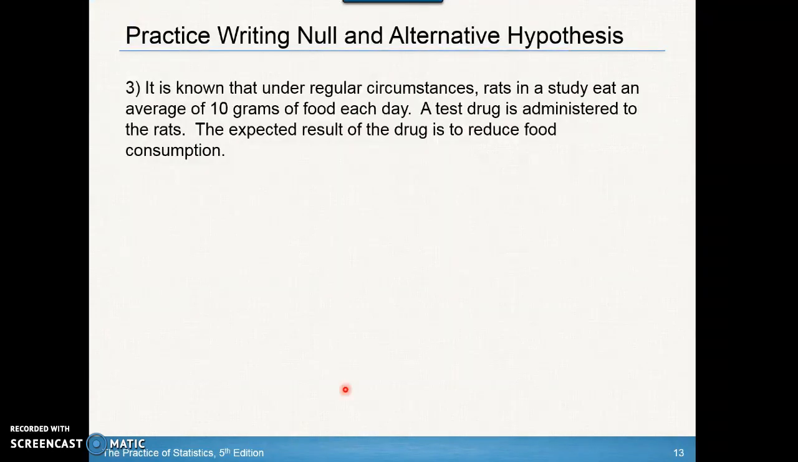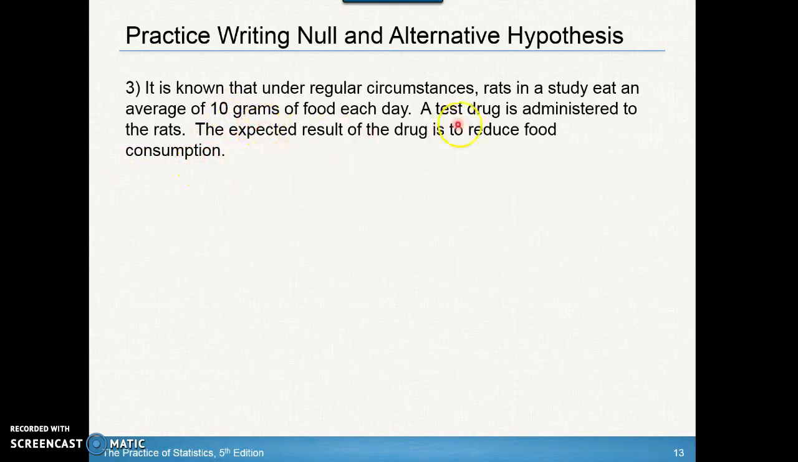Okay. Take a look at the third one. It's known that under regular circumstances, rats in a study can eat an average of 10 grams of food each day. A test drug is administered to rats. The expected result of the drug is to reduce food consumption. All right, so this is going to be one-sided since we're looking at reduced food consumption. So we want to see if it decreases, so that's going to be less than.